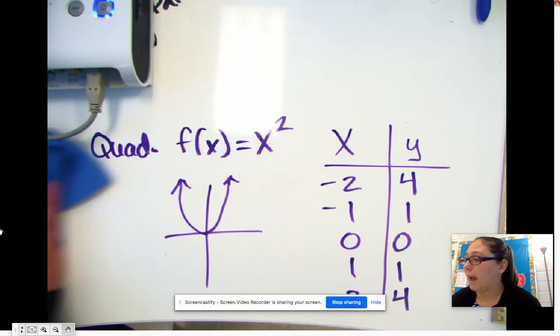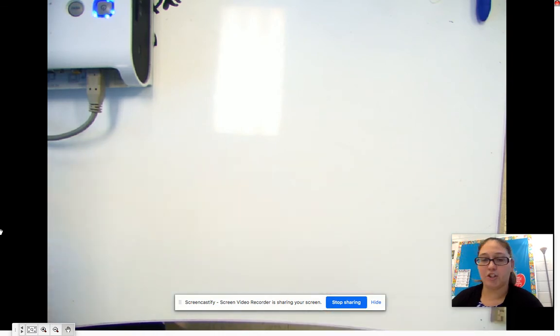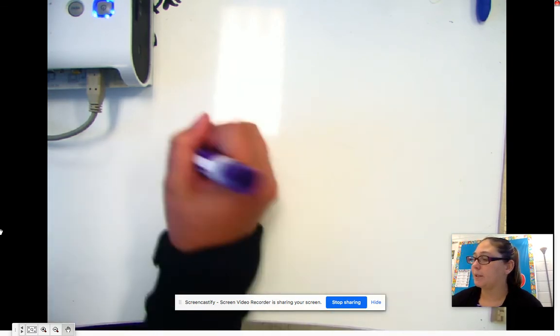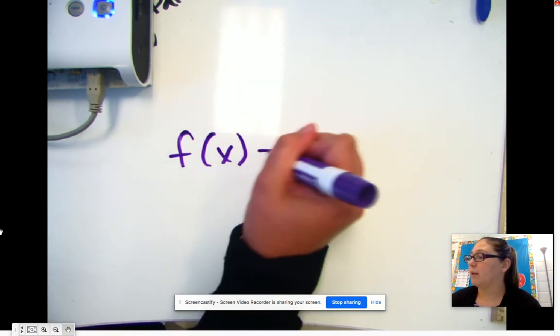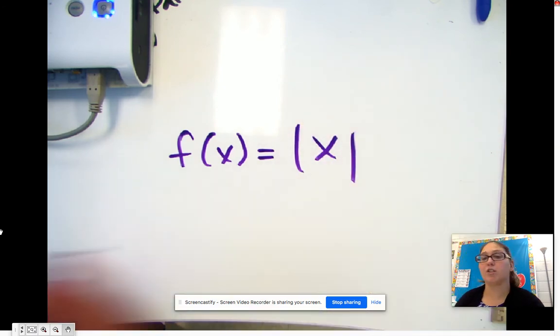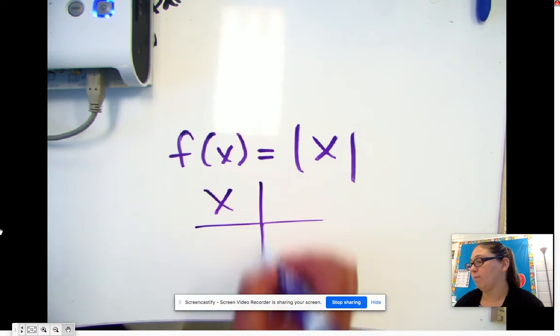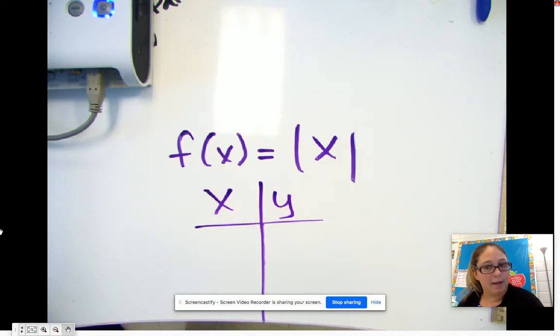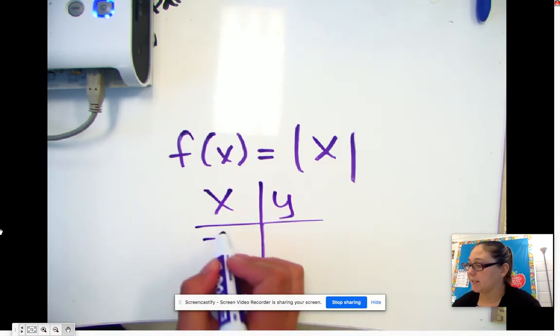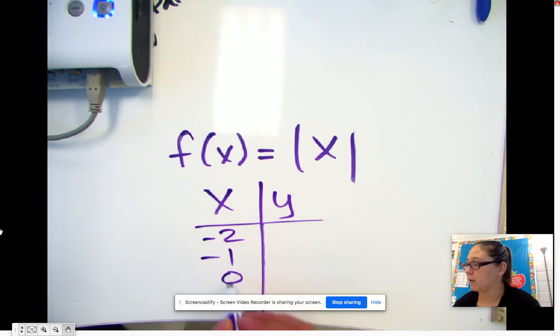Let's do the absolute value. This is just parent functions. So absolute value is its simplest term. So it's just the absolute value of x. And again, if I want to make a table, I can take some negatives and some positives. So I'm going to just use the same ones. -2, -1, 0, 1, and 2. And I'm going to plug those in.